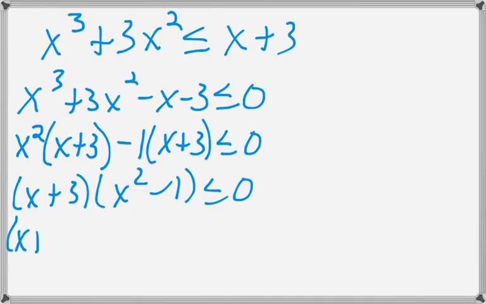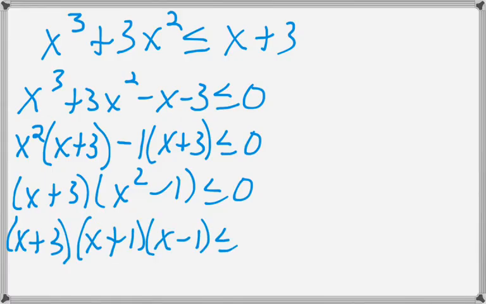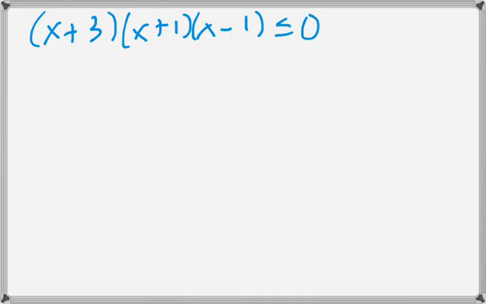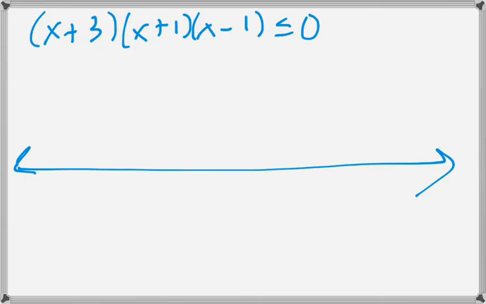And then we can keep going. X squared minus 1 is a difference of squares, so that will factor further. So the zeros are negative 3, negative 1, and 1. So I'm going to need a new slide here. So I'll copy down our inequality up here. So we'll take those zeros and put them on our number line.